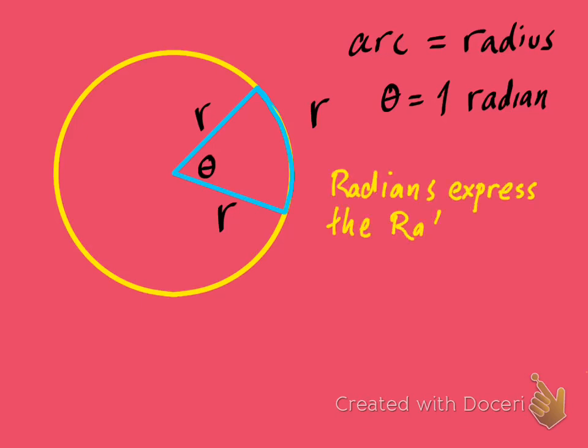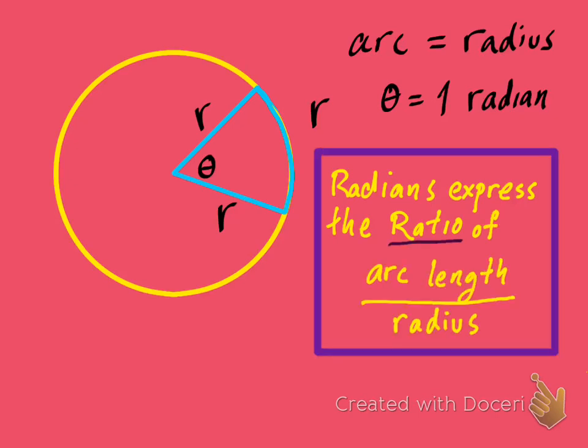But there's something much deeper and much more important here. What a radian really does is it expresses the ratio of arc length divided by radius. I know we kind of went off in a different direction right there, so slow down and think about that for a second. A radian is the ratio of arc length divided by radius. So the arc length divided by the radius, that's the measure of that radian angle. That's how we get a number for the radian measure.